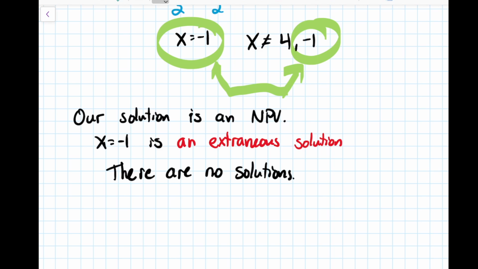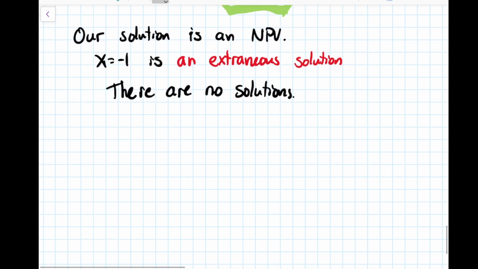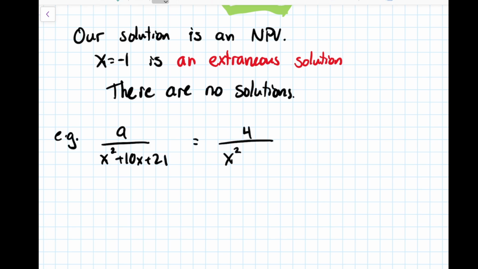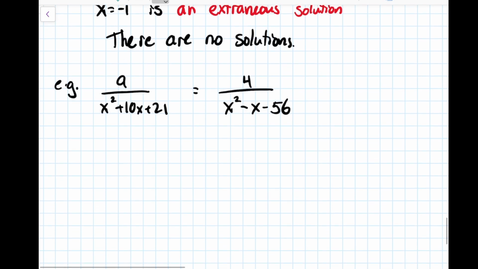All right, one more for you to do on your own. So if you could, please solve 9 over x squared plus 10x plus 21 equals 4 over x squared minus x minus 56. Solve it, get your NPVs, make sure that there's no crossover there, and then see how you do after you're done.